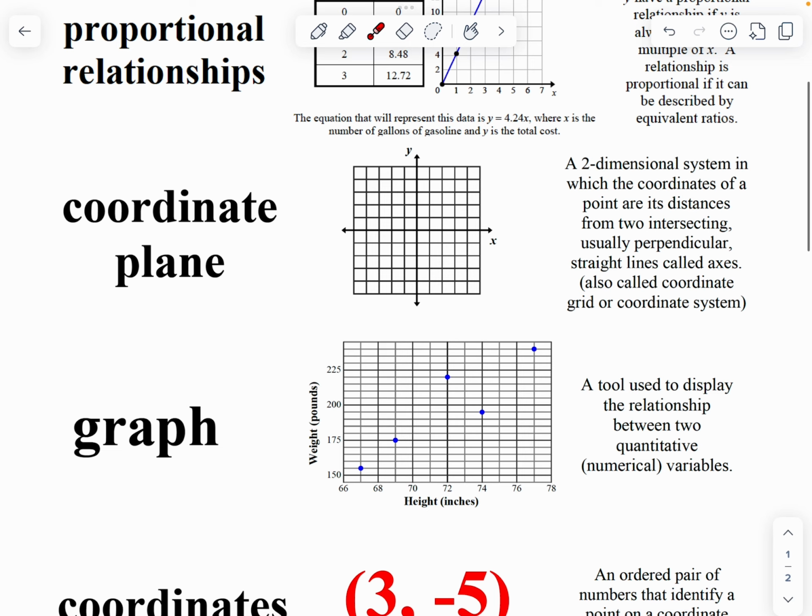All right, coordinate plane. One of the most important things that you learn in math. You've talked about it in 6th and 7th grade, and we're going to continue talking about it here. The coordinate plane is a two-dimensional system in which the coordinates of a point are its distances from two intersecting perpendicular lines called axes. That's a big fancy thing. So we have the y-axis, which is vertical, and the x-axis, which is horizontal. This ordered pair right here is 3 from the origin and 2 up, so it would be (3, 2).